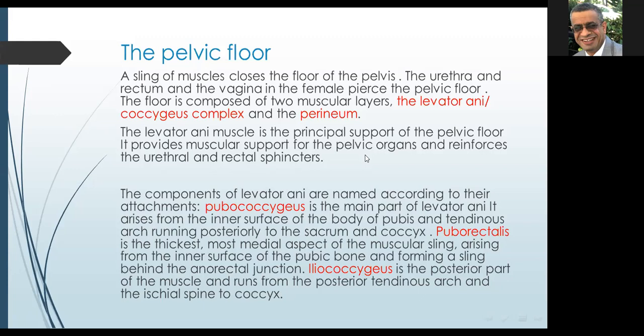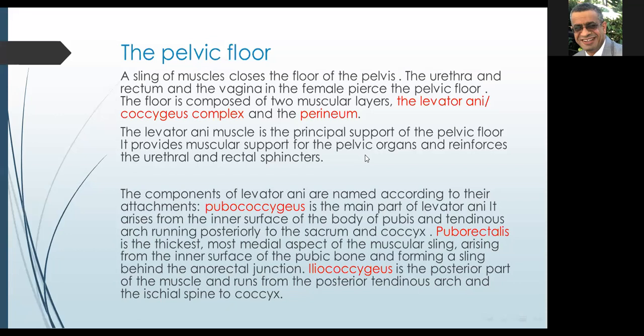The levator ani muscle is the principal support of the pelvic floor. It provides muscular support for pelvic organs and reinforces the urethral and rectal sphincters. The components of the levator ani are named according to their attachment. Pubococcygeus is the main part of levator ani. It arises from the inner surface of the body of the pubis and the tendinous arch, running posteriorly to the sacrum and coccyx.